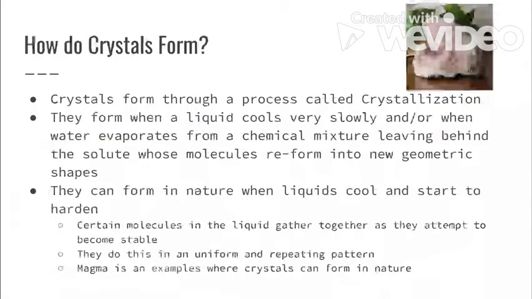Another thing about how crystals form is that they do form in nature when liquids cool and start to harden. And certain molecules in the liquid gather together as they attempt to become stable. And they do this in a uniform and repeating pattern, which is one of the main features of a crystal. An example from nature where crystals are made is actually magma. Magma is actually used to create some diamonds, rubies, emeralds, that kind of gemware as well, which is really cool.